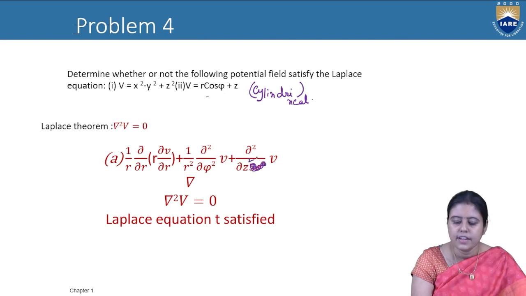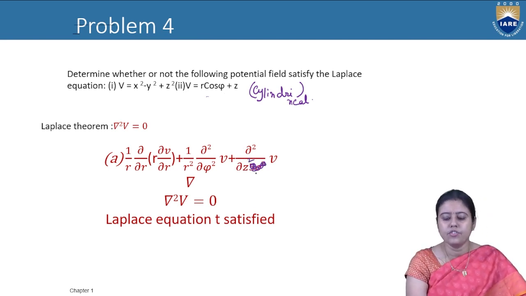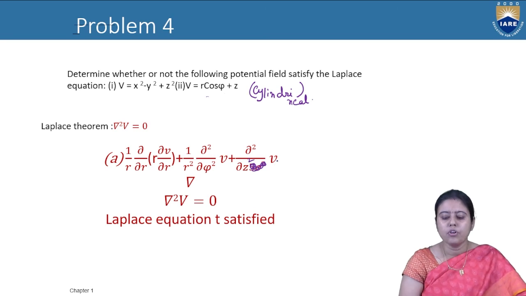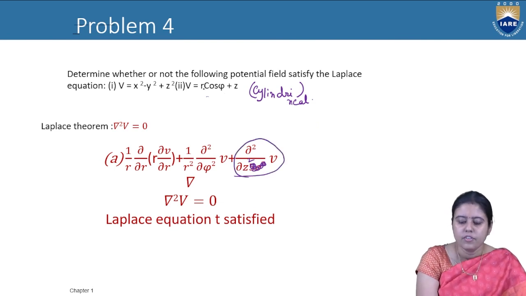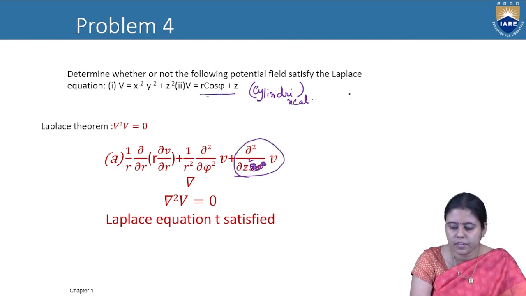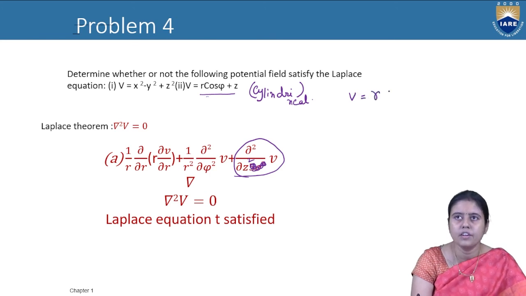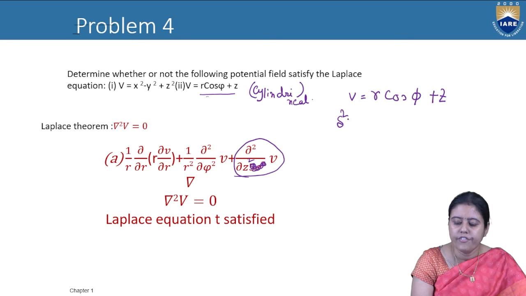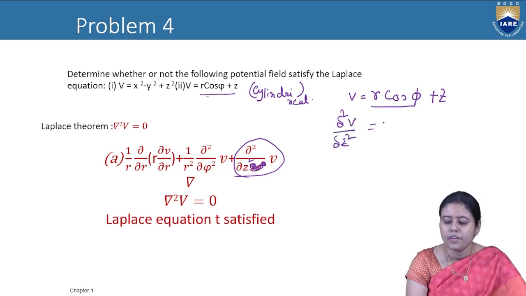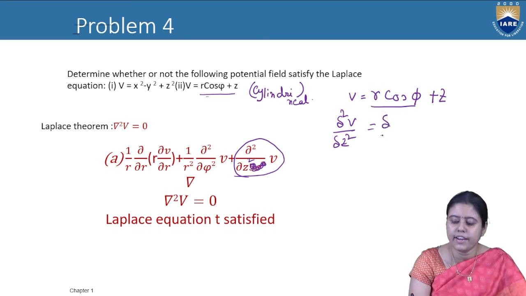And what is this? del square by del z square into v. So we have to differentiate three different things. First one, we will start from this. So in the v equation, we got p is equal to r cos phi plus z. So what will be the del square v by del z square?